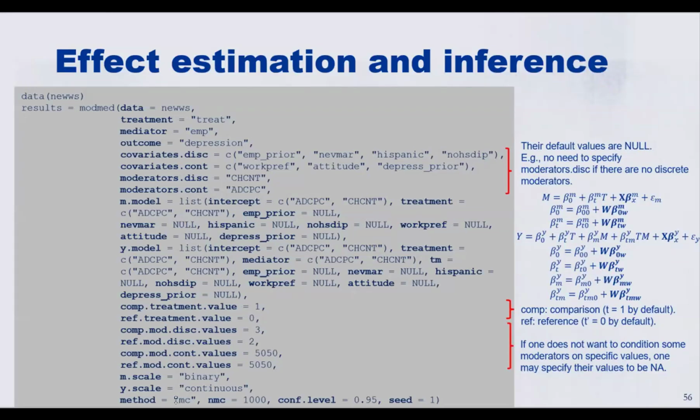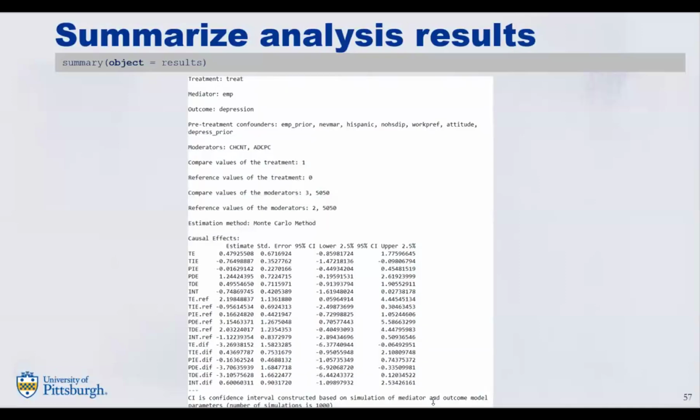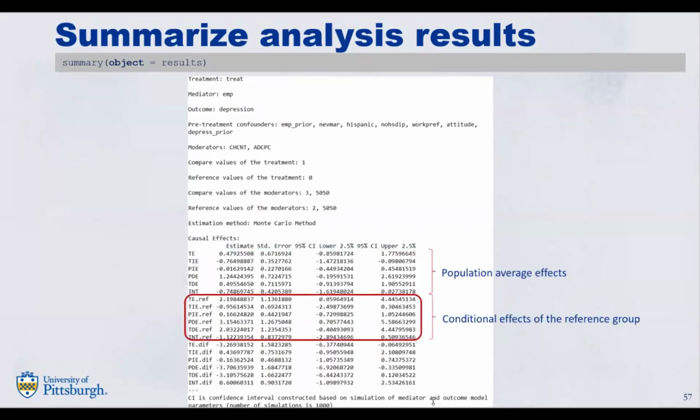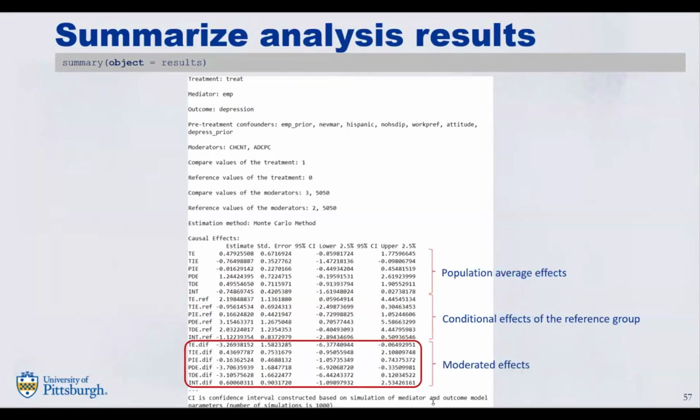And because this is based on the Monte Carlo method, you want to specify the seed. Otherwise, the results will change very slightly across different rounds. After running this function, you can summarize the analysis results by running the summary function. In the output, you will obtain the estimates of the population average effects, the conditional effects of the reference group, and the moderated effects. And you will also test the significance.